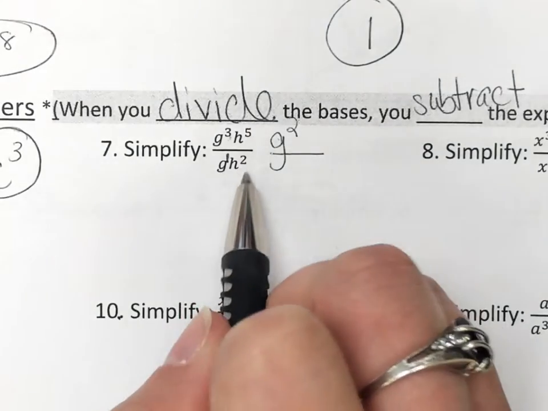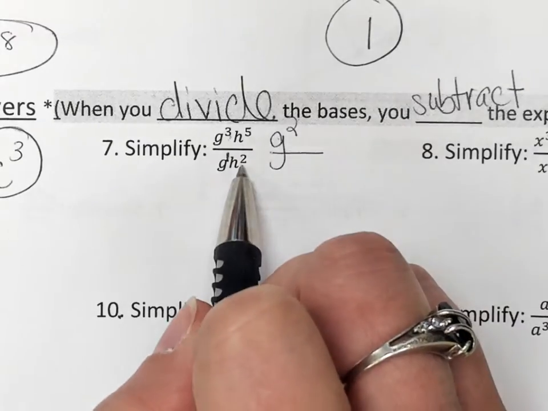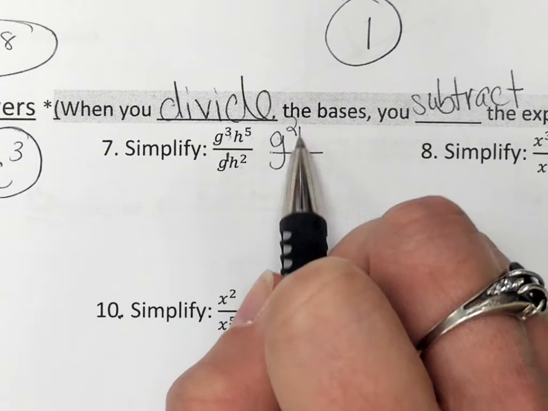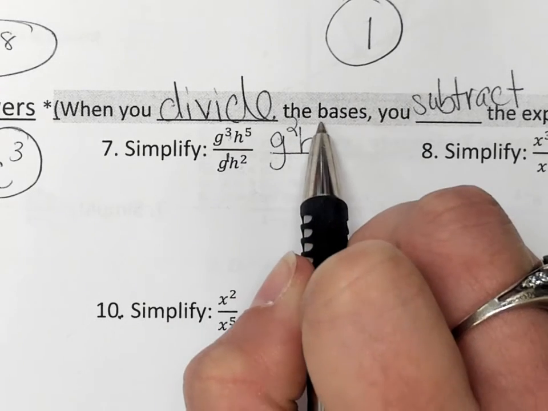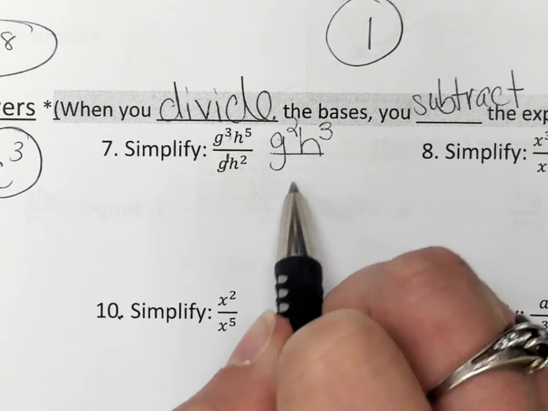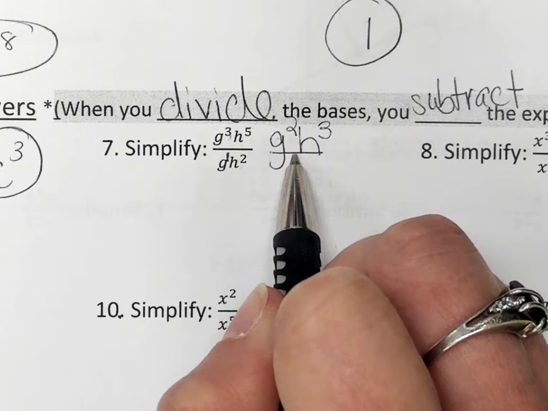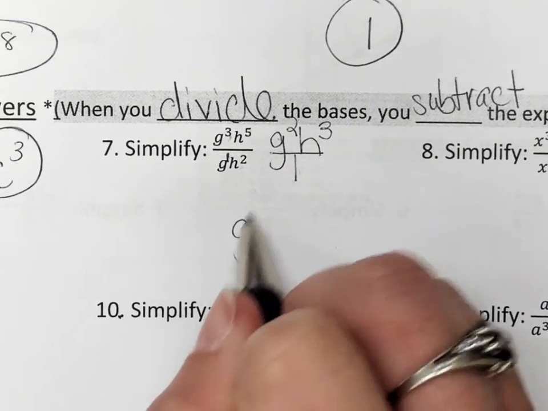All right. Which one's bigger, the 5 or the 2? So my H is going to go up here. What's 5 minus 2? 3. What's on the bottom? Nothing. Yeah, there is. 1.